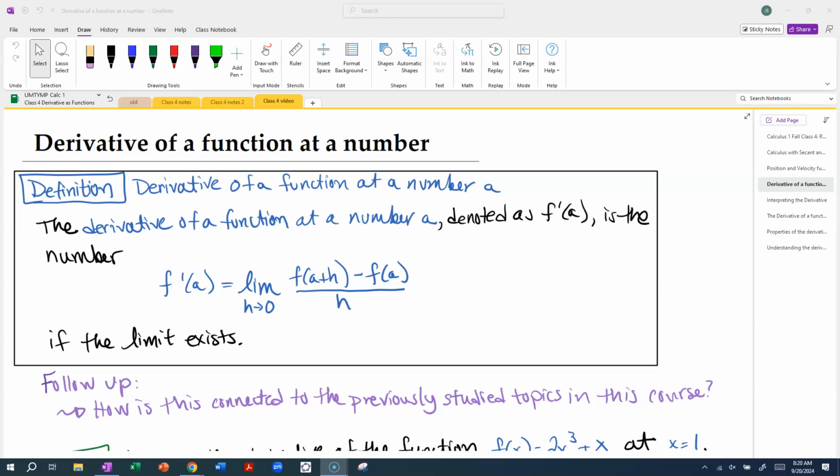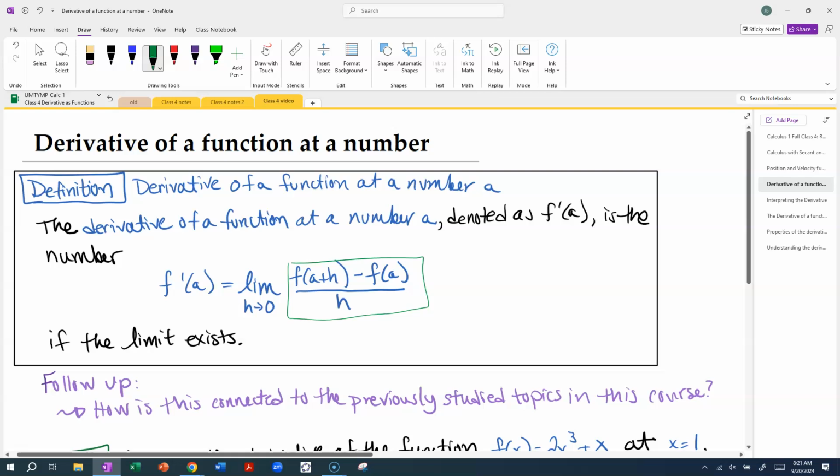Welcome, and now we finally have the ability to talk about the derivative of a function at a number, not of a general function yet. When we talk about the derivative of a function, you can see the definition on the screen, and it's defined as a limit, which we actually saw earlier, right? And so this is another way to express our average rate of change.